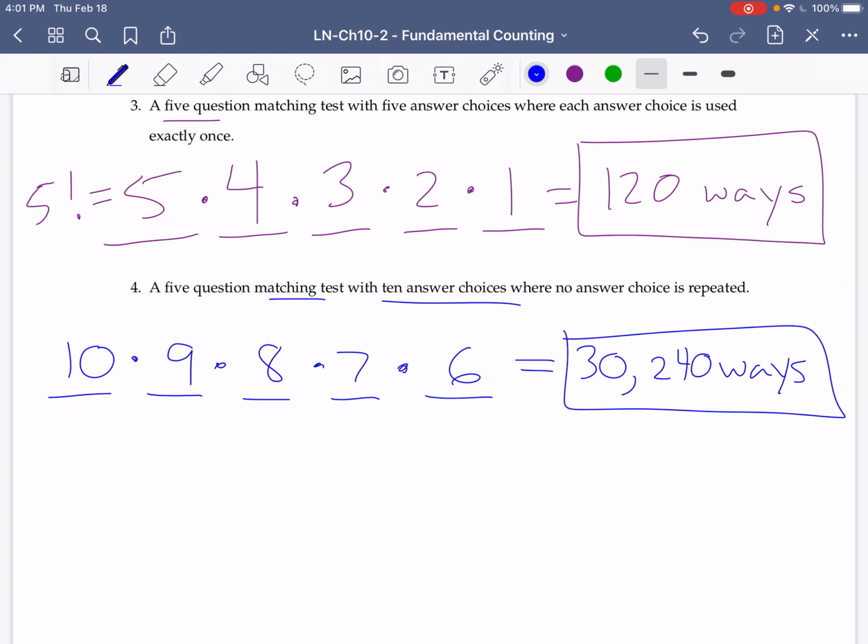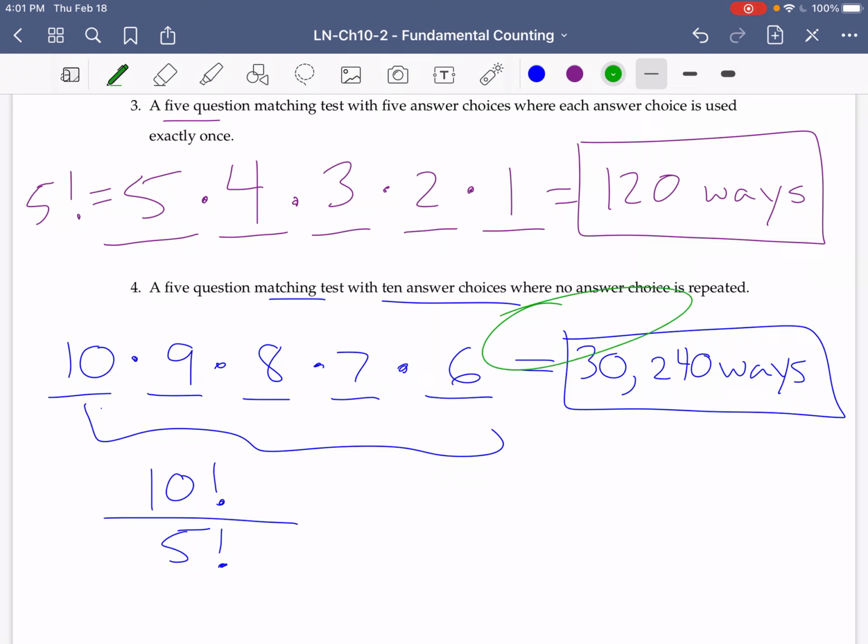Again, just to make some connections, this right here, we could think of that as being 10 factorial divided by 5 factorial. Really, all this is missing from being 10 factorial is we don't have it multiplied from 5 down to 1. So we can multiply it from 5 down to 1 and then just divide by that.